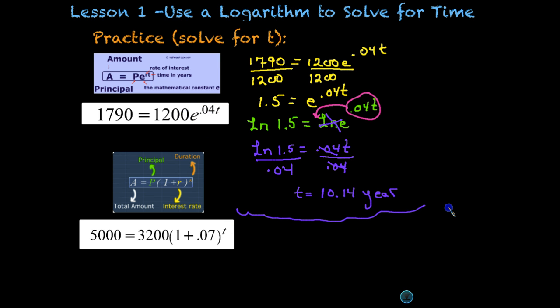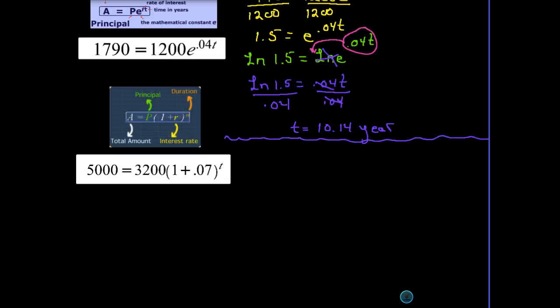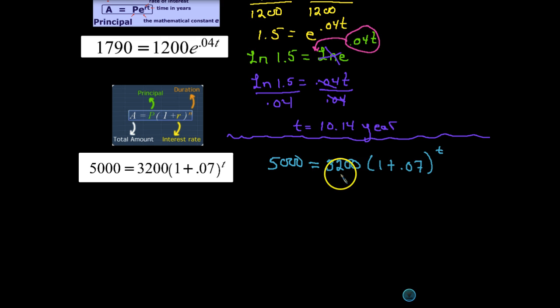All right, let's try this one down here. This one's a little bit different, but still the same principles apply. We should do everything we can before we take a log. So first things first, let's write out our problem. Okay, what can we move over from the left side to the right side so that we can start to get t by itself? Hopefully you said 3,200. We can divide both sides by 3,200. Let's go ahead and do that.